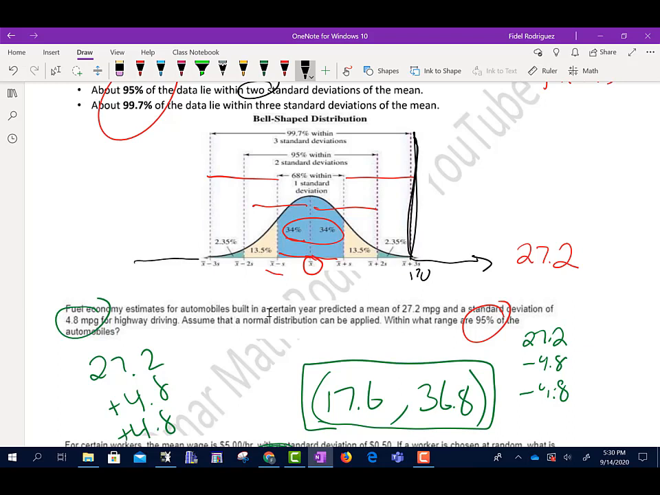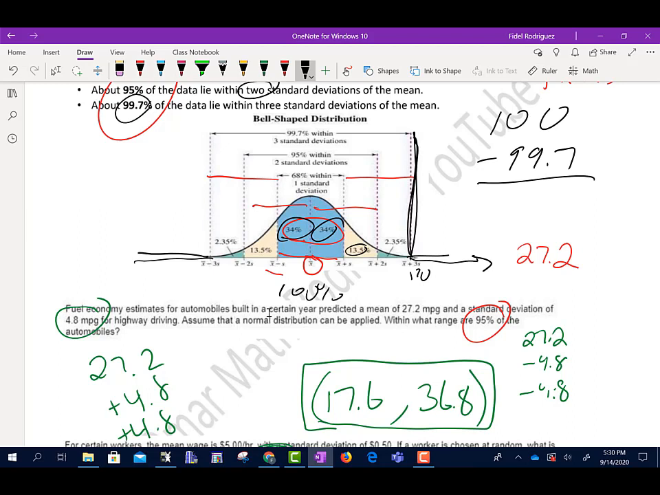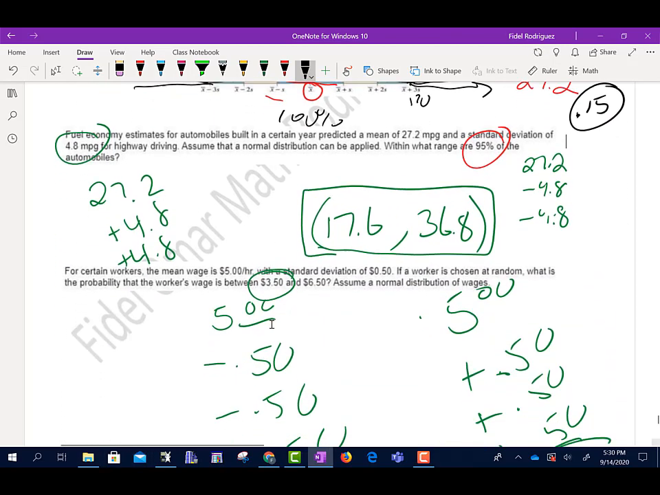So think about it this way, guys. What we're looking at when we're talking about the percentages is the area underneath this curve. The area has to add up to 100%. So if I already have 99.7% after 3 deviations, I want to figure out how much is left here and how much is left here. 100 minus 99.7 gives me 0.30. How much would be left on one side? Divide that by 2, I would be left with 0.15.